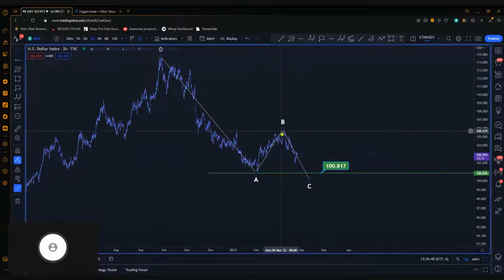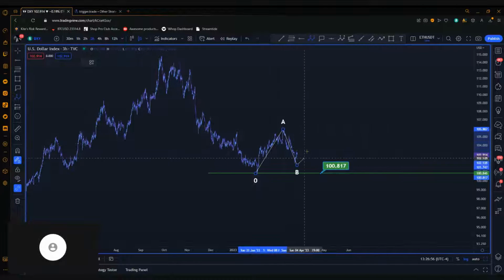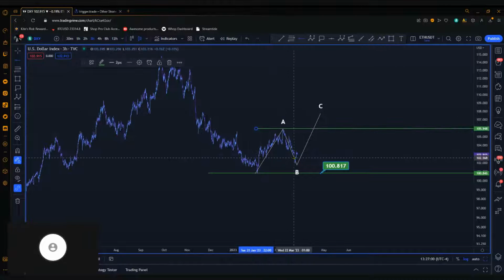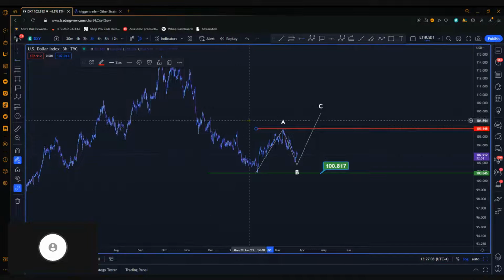That's definitely on the table. Another scenario is that maybe we get some sort of ABC pullback in this region, and this is part of a larger A to a B to a C. If that is the case, we have a significant breakage of the original uptrend here. So I would consider this an AB. All we need is to get a higher high past this pivot.